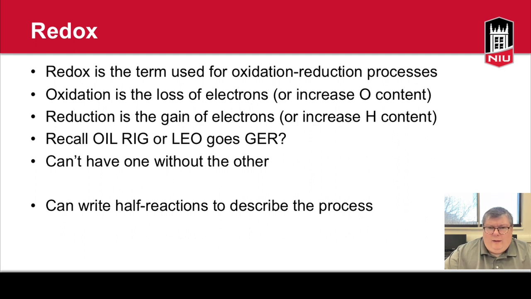And you can't have one without the other. You can't have oxidation with no reduction. You can't have reduction with no oxidation. And since they go together, we can split these couples into half reactions to describe the process.